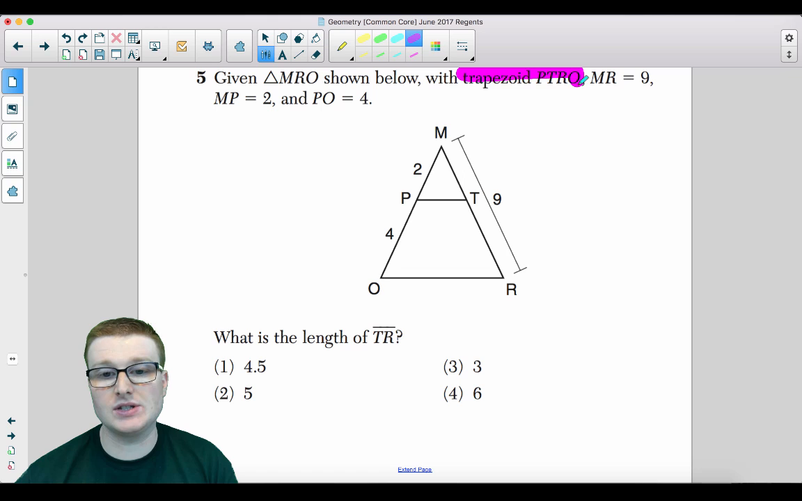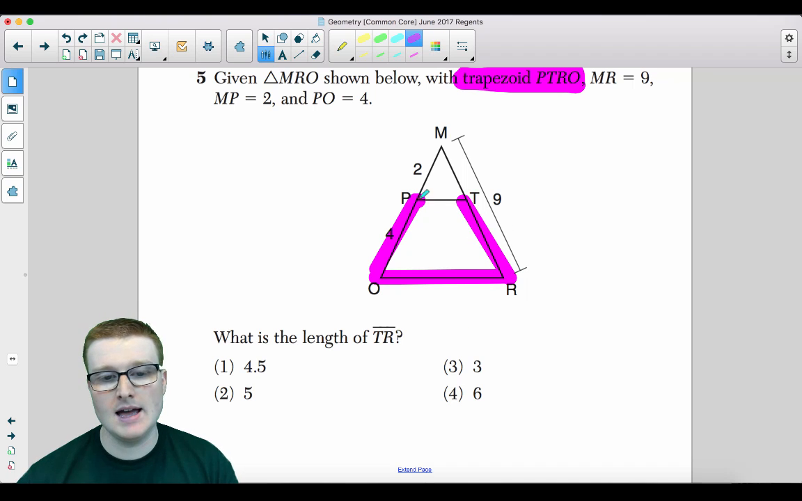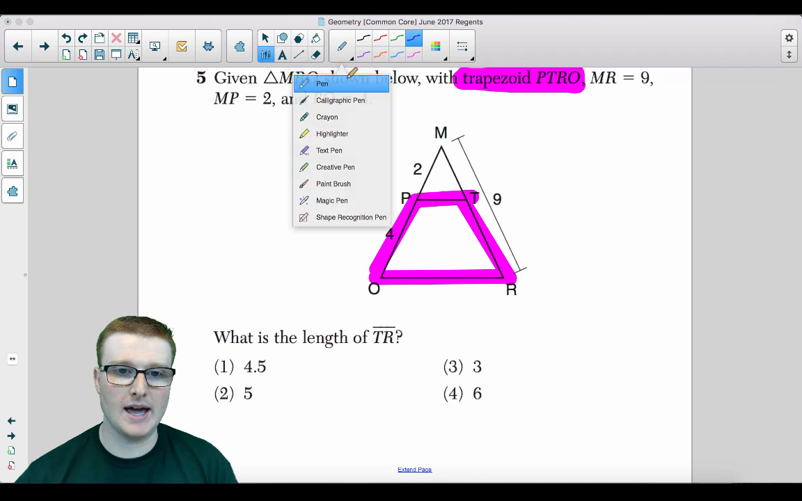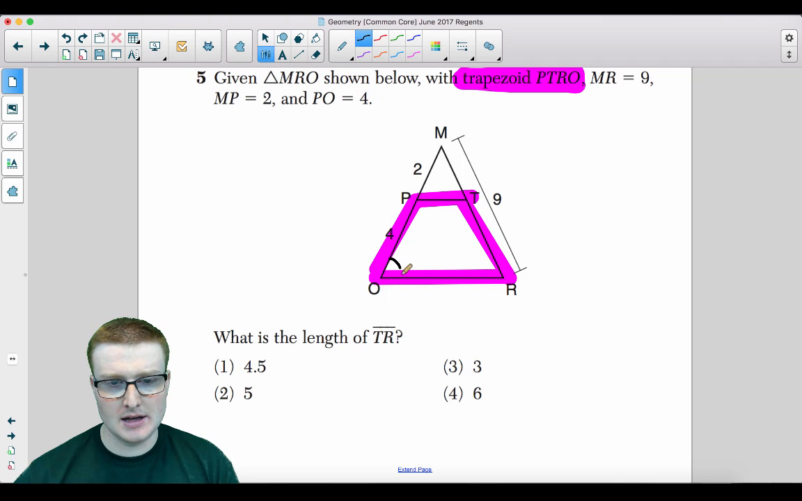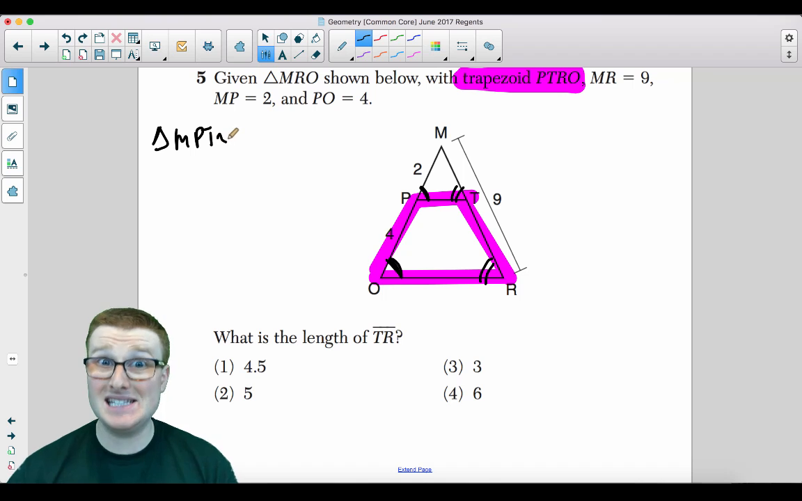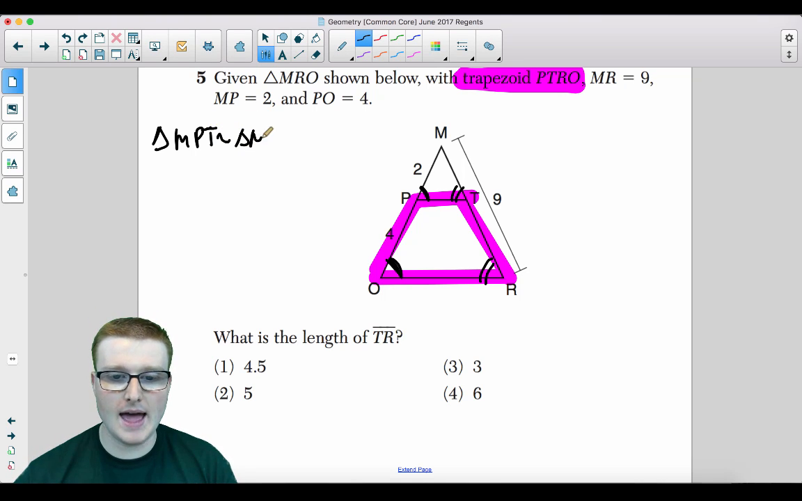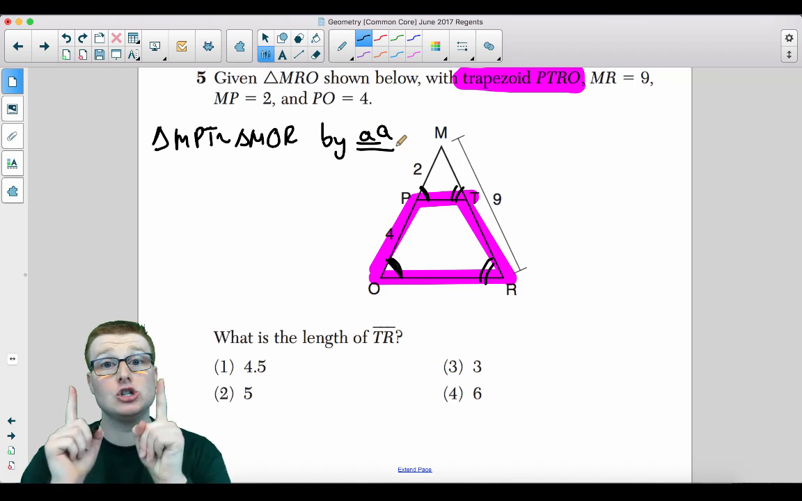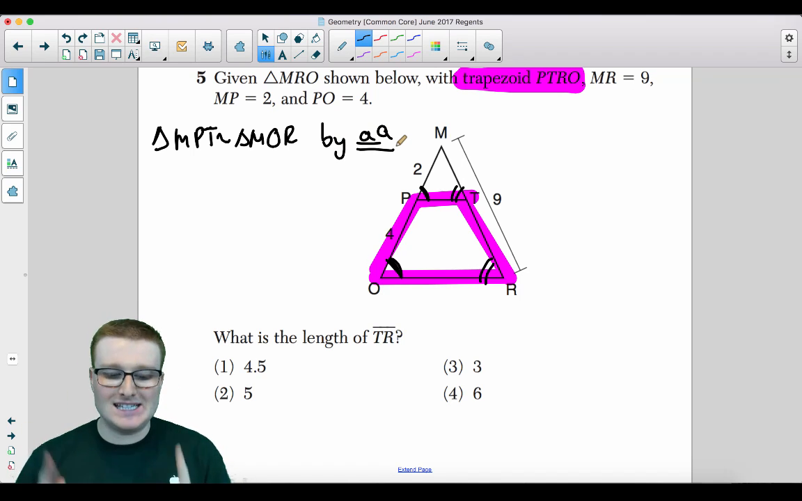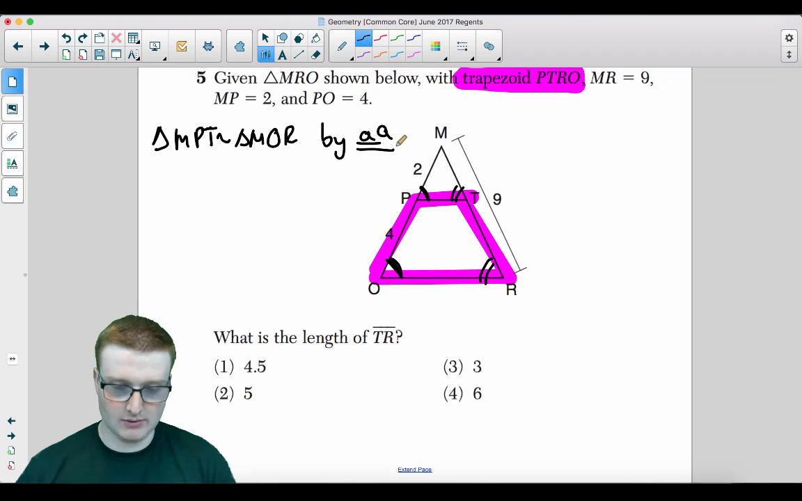The key word here, folks, even if you missed it, that's okay, but if you're really paying attention, it said trapezoid PTRO. If you didn't know, a trapezoid has parallel bases. What that means is this angle is congruent to this angle, and this angle is congruent to this angle. So triangle MPT is similar to triangle MOR, the small one to the big one, by angle similarity. That means that we could set up a proportion. Let's do it right now.